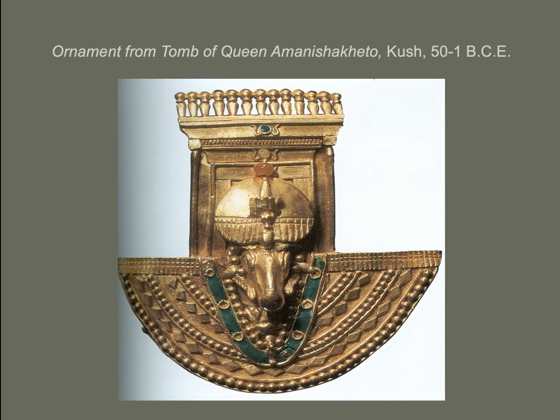This is the ornament from the tomb of a queen. I cannot attempt to say that name. From the Kush culture from 50 to 1 BCE. In it, we're seeing a ram's head protruding from the background. The ram's head here is a symbol of the solar deity Amun, and the sun is rising over the ram. I think we can see some Egyptian influence here in the material that's being used, as well as that sun deity, the solar deity.